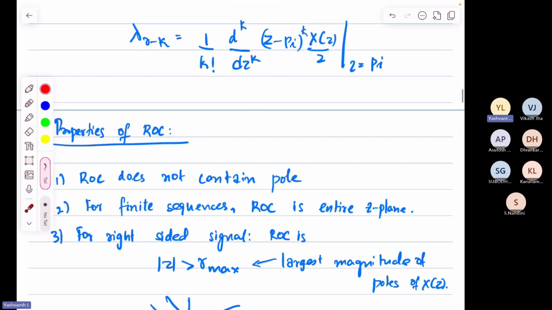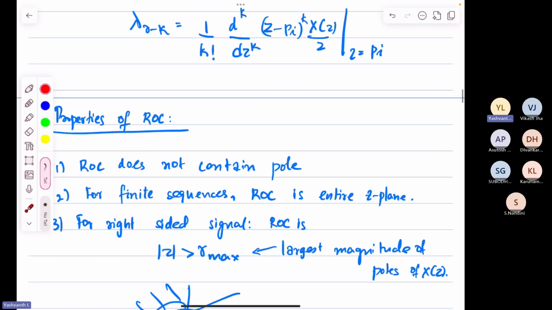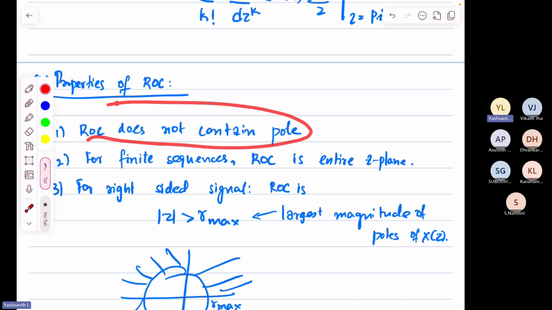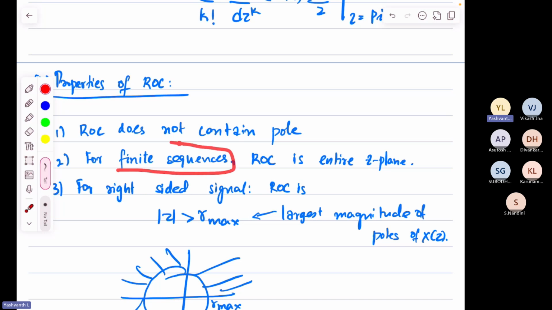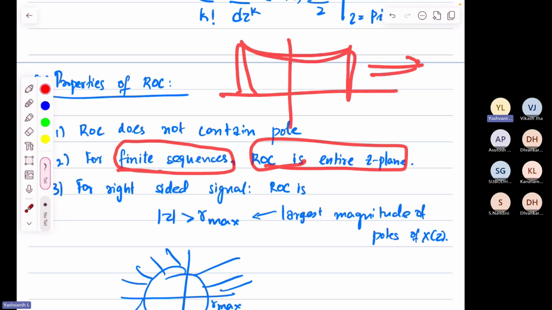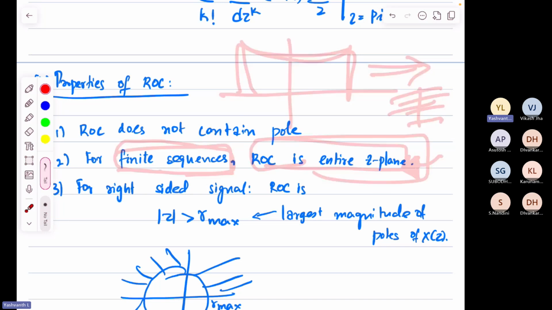Now, properties of region of convergence for a z transform. As with the Laplace transform, the ROC does not contain any pole. For the z transform also, for any finite sequence, the ROC is the entire z plane. You remember in the Laplace transform, we said that finite duration signals in the time domain will have the full s domain as ROC. This is the counterpart in discrete time.